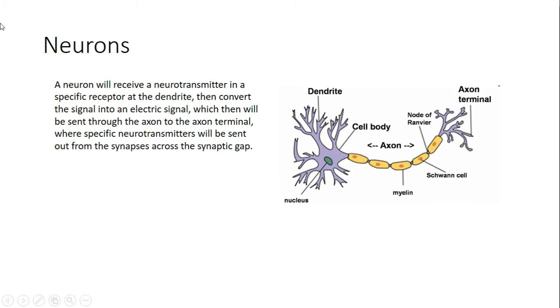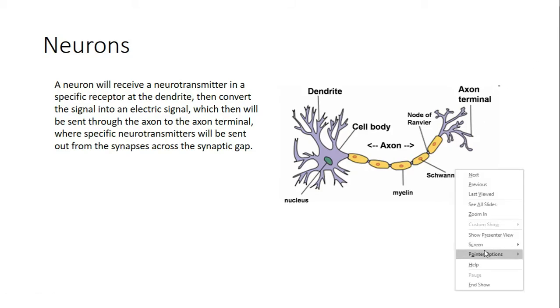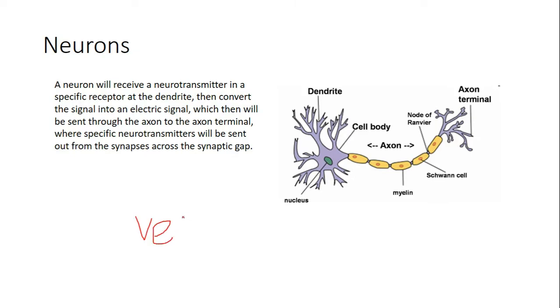I'll try and write it out for you if I can. Is there something that's going to come up at the side for me? No? Okay. Pointer options. Pen. Yeah, okay, so vesicles. Excuse my handwriting. So you will have vesicles in the axon terminal, and these will eventually release specific neurotransmitters to go across the synaptic gap, or you can call it the synapse or synaptic gap.